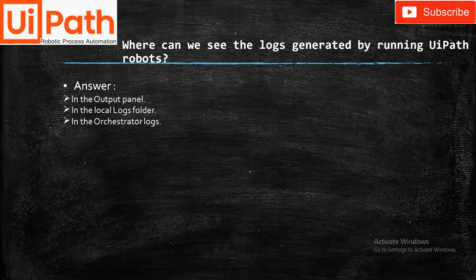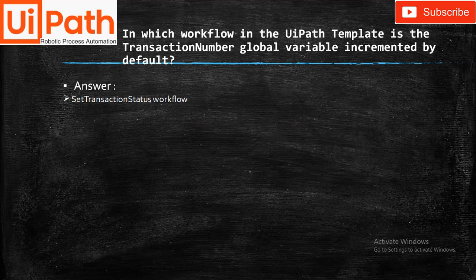Where can you see the logs generated by running UiPath robots? In the output panel, in the local logs folder, and in the Orchestrator logs. In which workflow in the UiPath template is the transaction number global variable incremented by default? Basically, the Set Transaction Status workflow is the answer to this question.